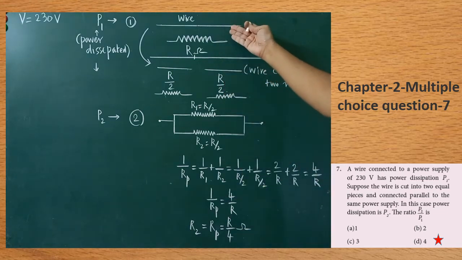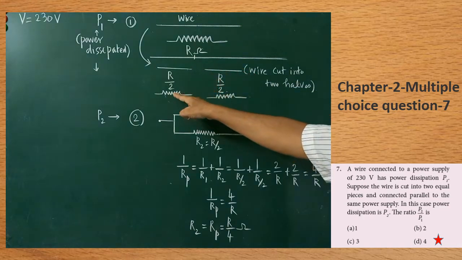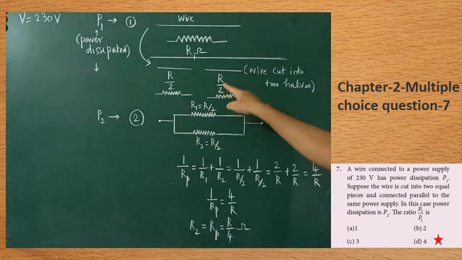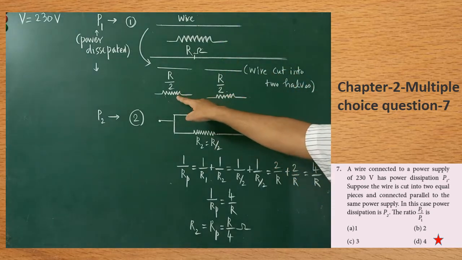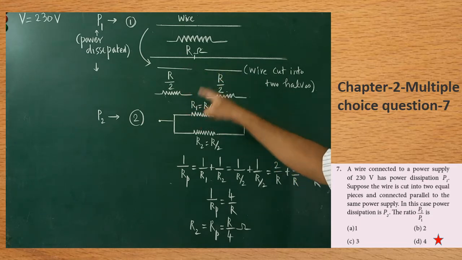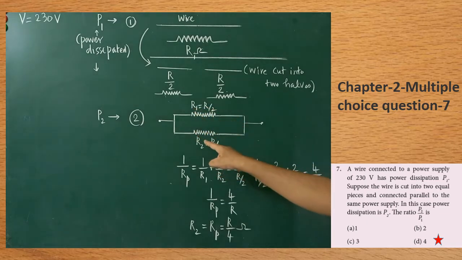Now we are going to see the second part. The same wire is cut into two halves. The first part of the wire has R by 2 resistance. The second part of the wire has R by 2 resistance. These two parts are connected in a parallel network. The upper resistance can be taken as R1, that is R by 2. The lower resistance can be taken as R2, its value is R by 2.